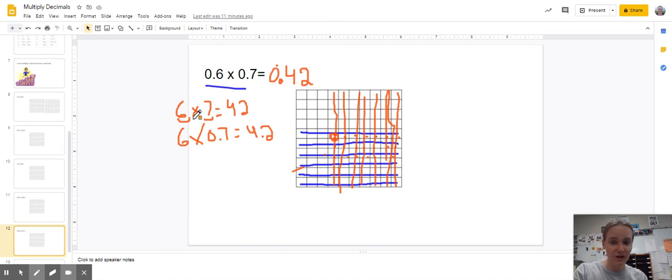move it over 1 for my 6, 1 for my 7, 1 plus 1 is 2. Move my decimal over 2 places in my factors. I'm going to move my decimal over 2 place values in my product. Okay, so I should have 6 tenths times 7 tenths equals 42 hundredths. Okay, do you have this picture in your math journal plus the math problem in your math journal?